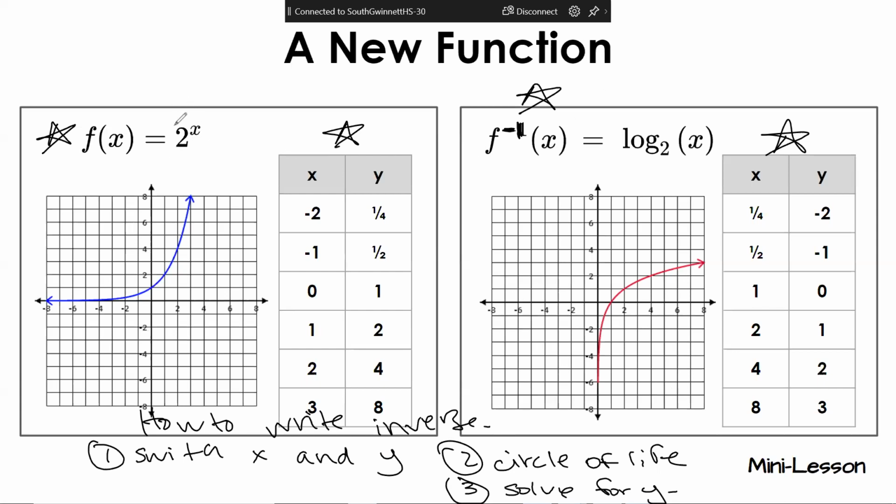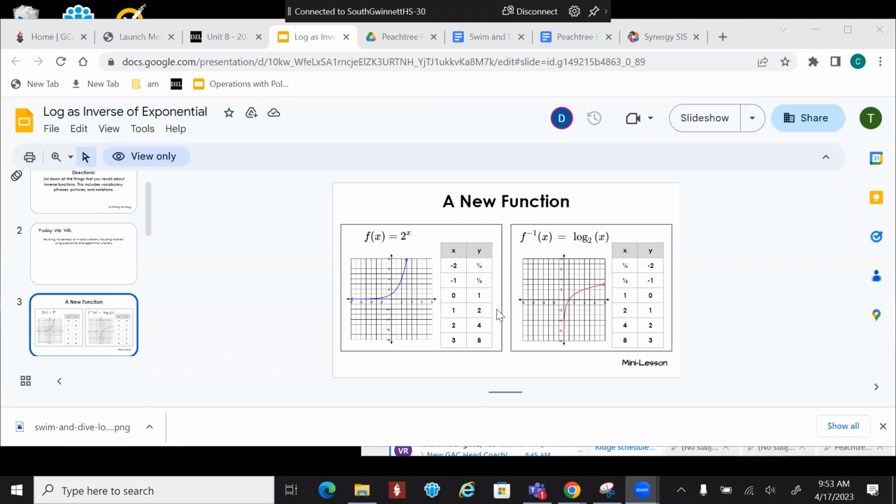So I'm going to show you how to go from this to this. Okay. The first thing that we're going to do is switch our x and y. Remember, f of x is the same thing as saying y. We switch our x and y, and then we do the circle of life. Remember, with the circle of life, you're going to start at your base, go to the outside, finish at your exponent. So I'm going to write this out as log of base 2 of x equals y. And look, it's the same thing as what's over here. Yep, the same. I got a couple of questions on how to do the circle of life.